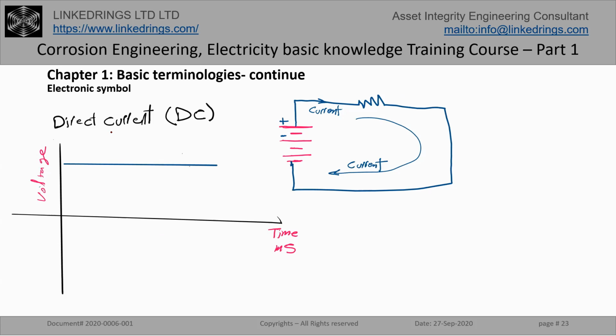Direct current means there is always one side positive and another side negative, and we have a fixed current direction. Direct current could be straight or could be vibrating, but still it is always a positive side or a negative side of the voltage. So this is called DC current.